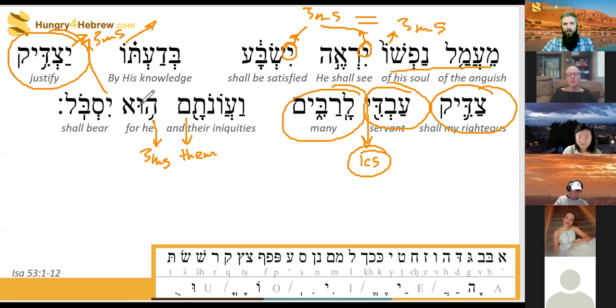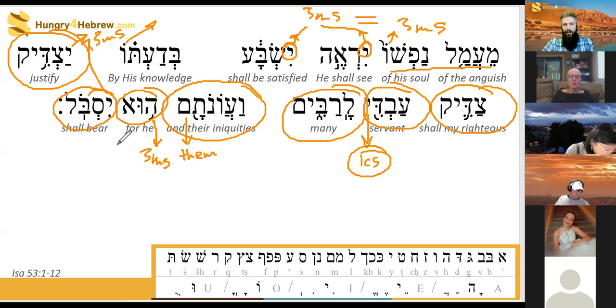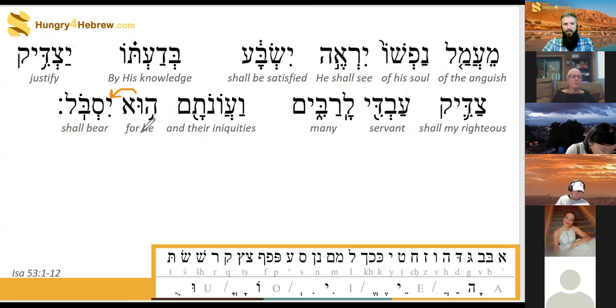And their iniquities, hu yisbol. He will bear their iniquities. That part's the clearest one. He is the 3ms who is bearing their iniquities. Man, what do we do with this? Tough, isn't it?